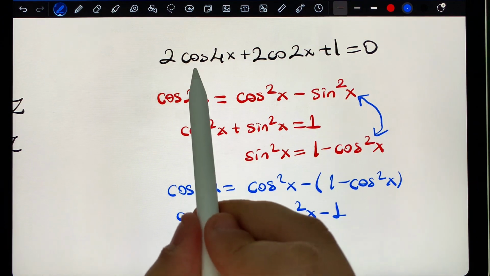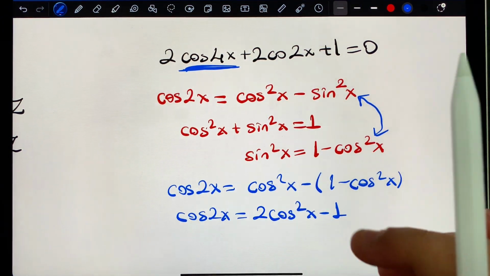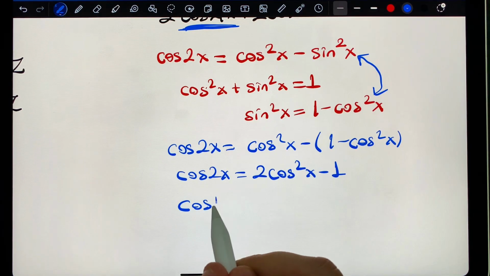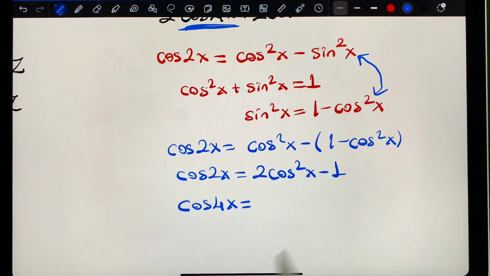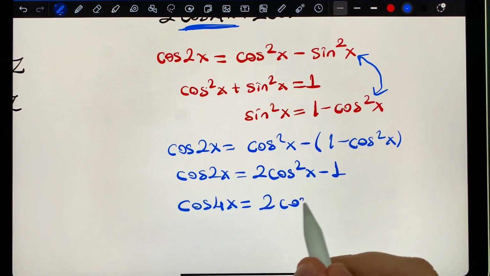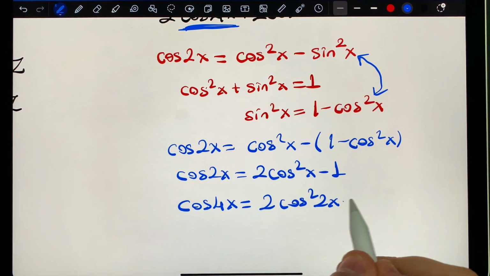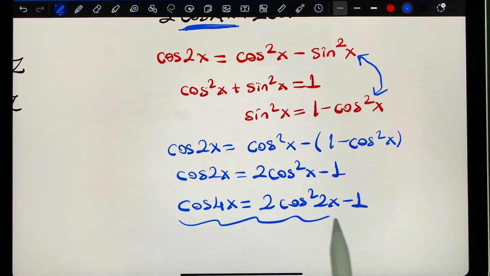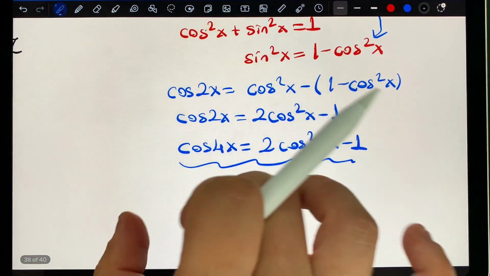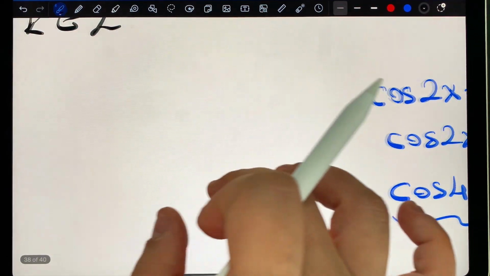But if you pay attention, what is written in our statement? Cosine 4x, so I adapt it right away. Cosine 4x is equal to 2 cosine squared 2x minus 1. Now that we found this, let's replace it in the equation given at the beginning, friends.